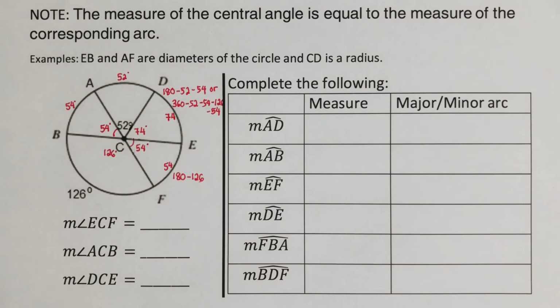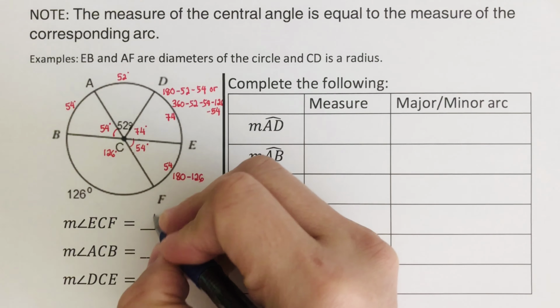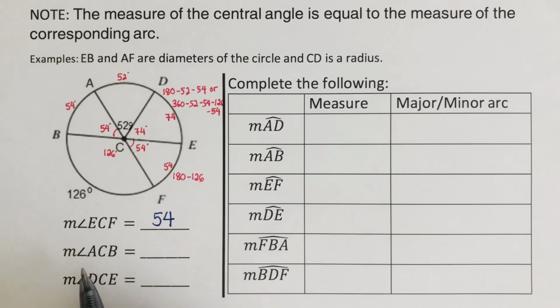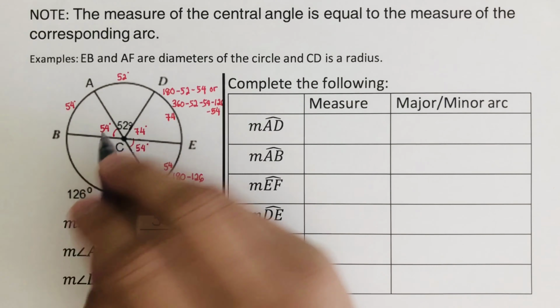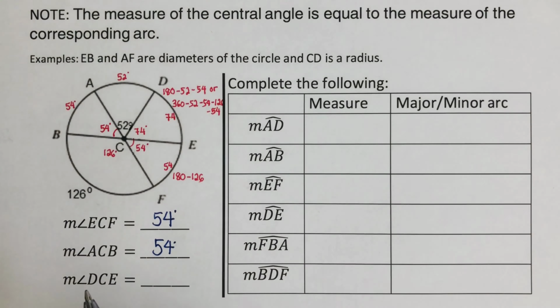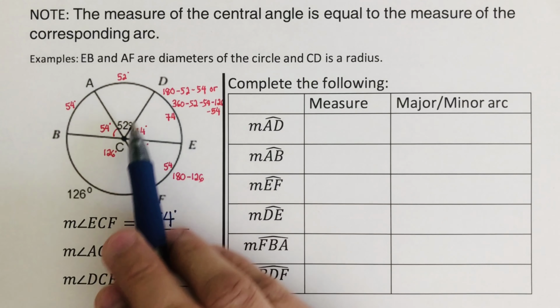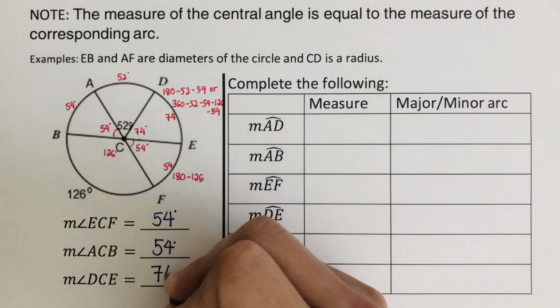Once we label everything, we should be able to determine the measures for each of the angles really quick. So angle ECF is 54. And then we have angle ACB is 54. So that's 54 degrees. And then we have DCE. So that's DCE is 74 degrees.